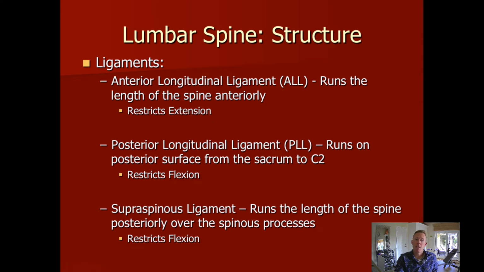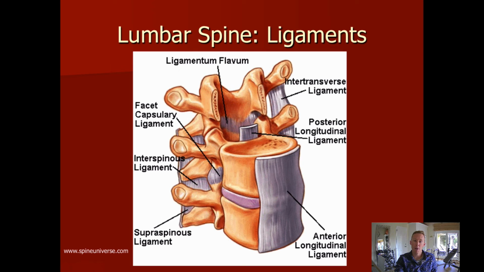But because it's on the back side of the spine, it will also restrict flexion, like the posterior longitudinal ligament. So those are mainly controlling movement in the sagittal plane, that forward and back plane. Okay, so those are kind of the big three we're going to talk about, and you can see them here.